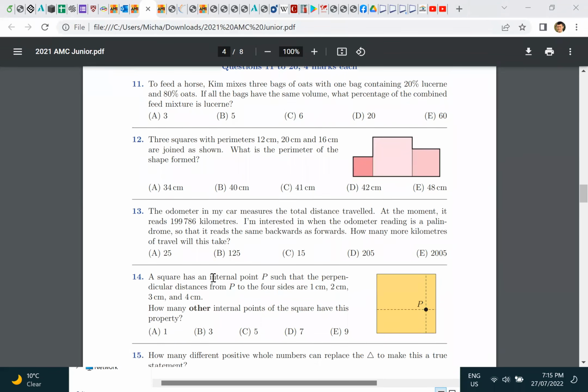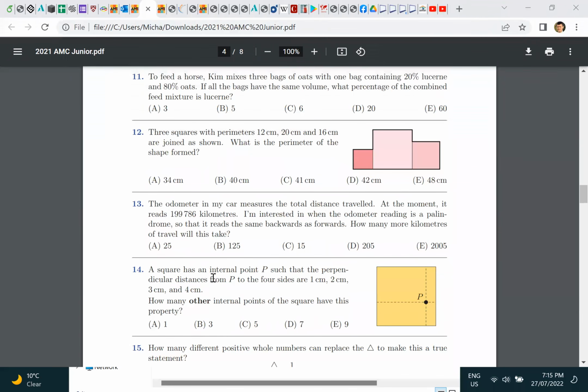Okay, let's have a look at these questions. These are worth 4 marks each now, the next 10. Yeah? Yeah. Is it E?